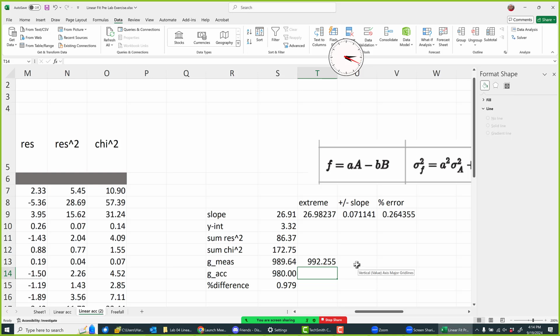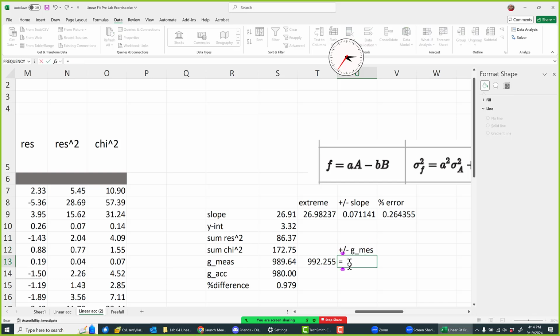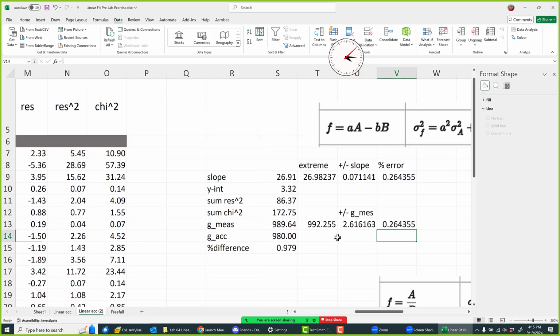So then we get the plus minus of the acceleration, the measured, plus minus g measured equals absolute of this minus that, enter, and then the percent error equals the plus minus divided by the measurement, and then times 100. So yeah, not surprisingly, it's the same thing.